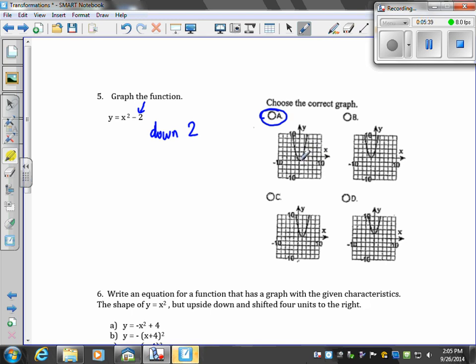This is a scale of 2: negative 2, negative 4, negative 6, negative 8, negative 10. So pay attention to the scaling on the graphs as well.